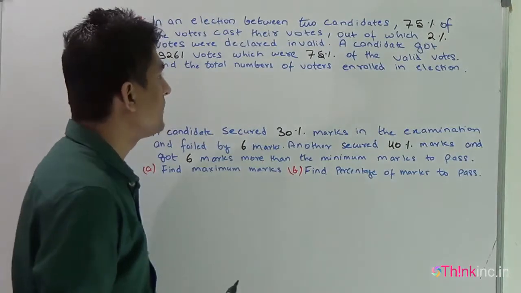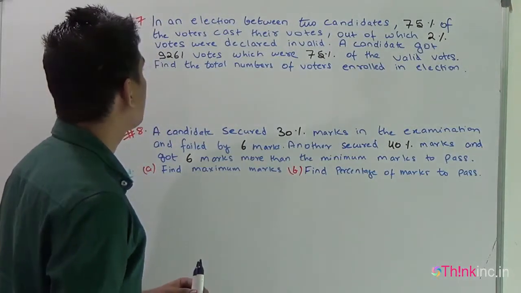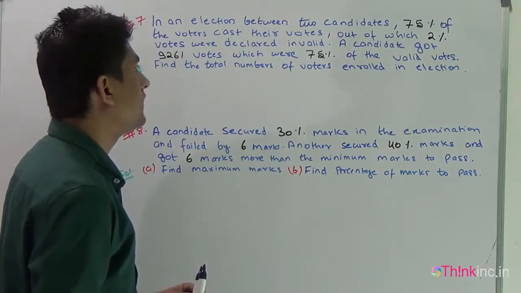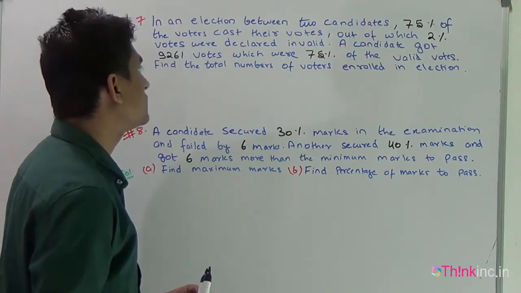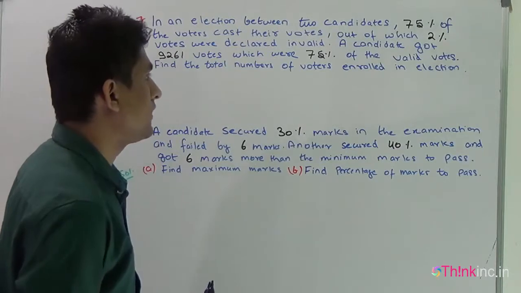Let's see some more questions on percentages. In an election between two candidates, 75% of the voters cast their votes, out of which 2% of the votes were declared invalid. A candidate got 9261 votes, which were 75% of the valid votes. Find the total number of the voters enrolled in the election.